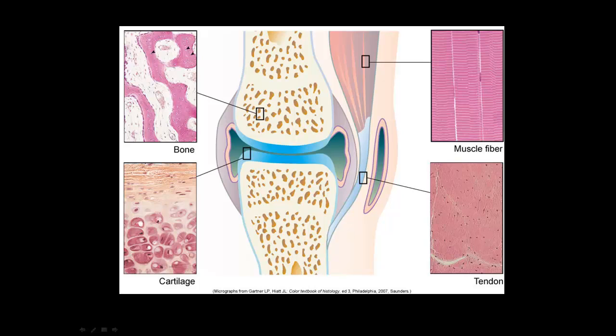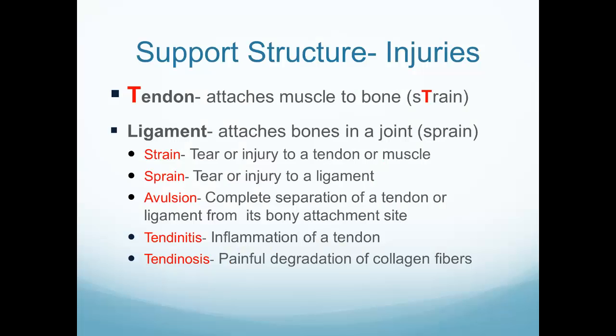Now, in addition, inside the joint, we also have our ligaments, and the ligaments are holding the joint together. So the ligaments hold the joint together. The tendons attach the muscles to the bones. Let's take a look at some problems that can occur with those structures.